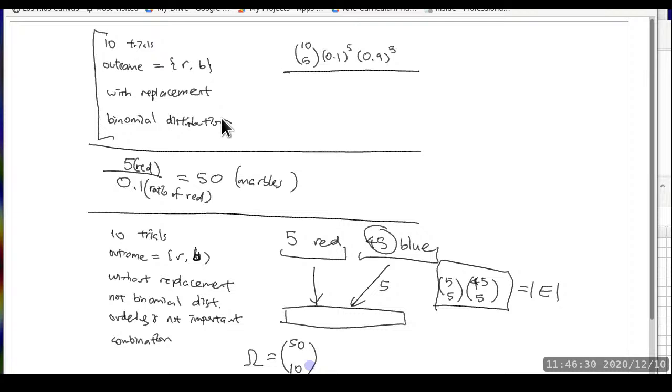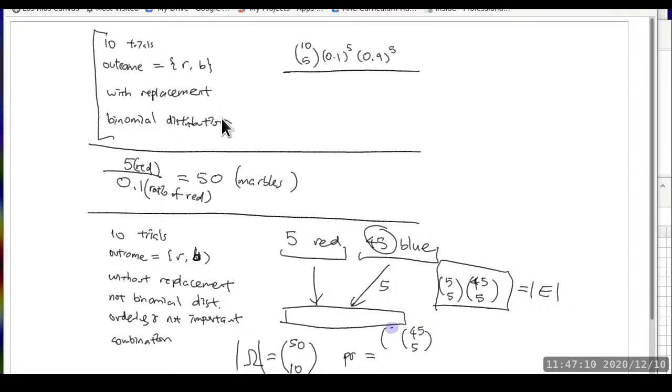Now you say, okay, what counts as part of the event and what does not count as part of the event. What counts as the event is the cases where 5 out of the 10 marbles chosen are red. If it is not, then you go like, nope, this doesn't belong to the event. So the cardinality of omega is 50 choose 10, and the cardinality of the event is basically 45 choose 5. So the probability is now 45 choose 5.